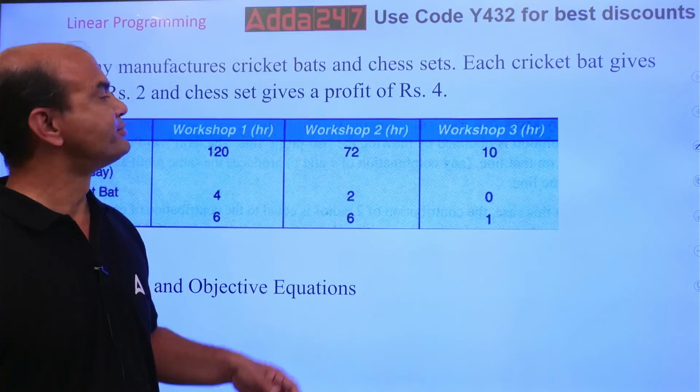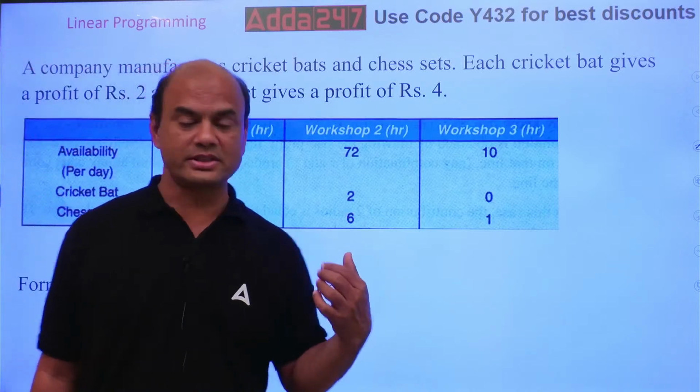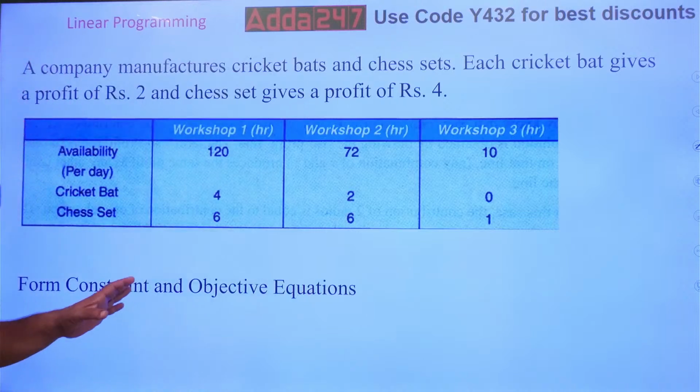See this. In the exam, you always get the question to form the constraint equation. The question over here is, look at this. Everyone read this. A company manufactures cricket bats and chess sets. Each cricket bat gives a profit of rupees 2 and each chess set gives a profit of rupees 4. So profit is clearly given over here.